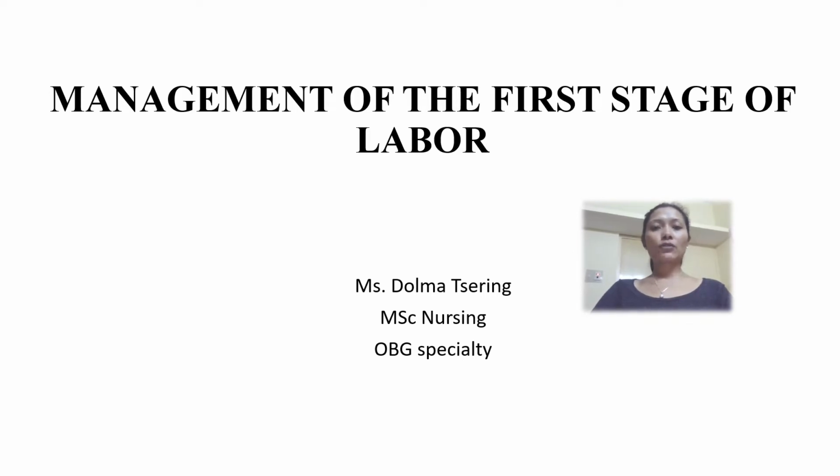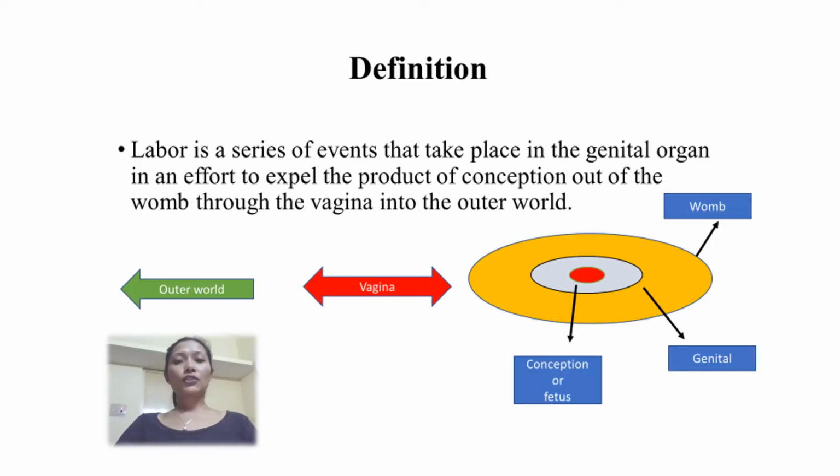Before that I would like to review the definition of labor, with the diagram only. So this is a genital organ. Events are taking place in the genital organ in an effort to expel the product, which is in a red color, out of the womb, which is a yellowish color, through the vagina into the outer world. This definition I'm sure everyone has understood well, so I will not go further.